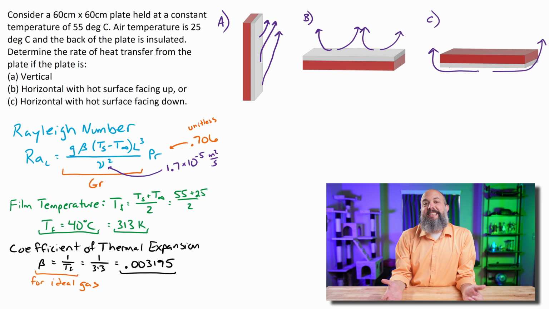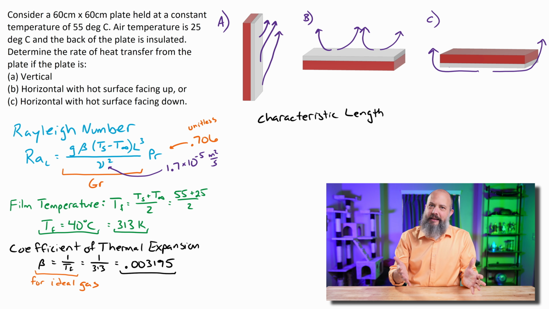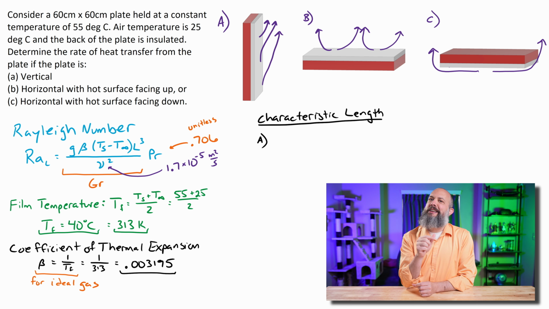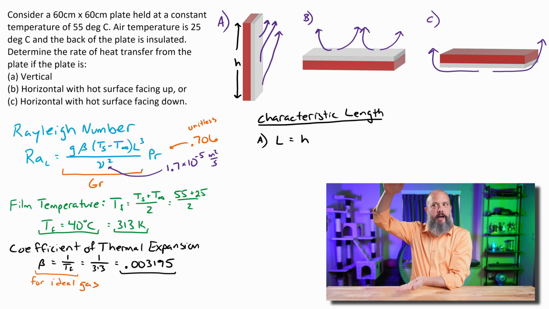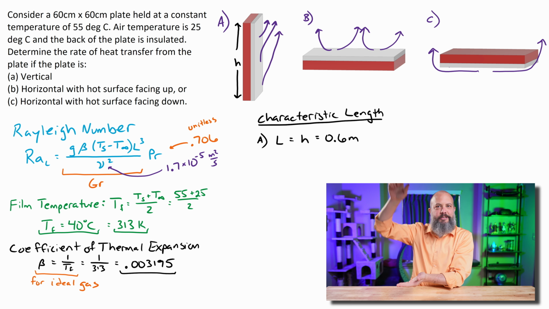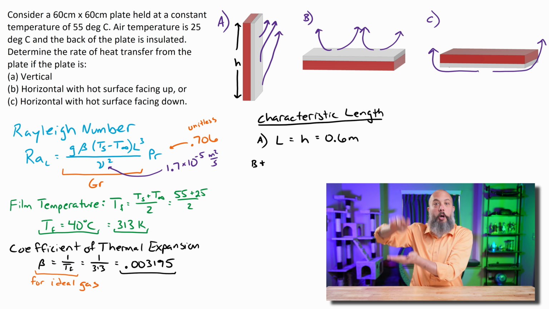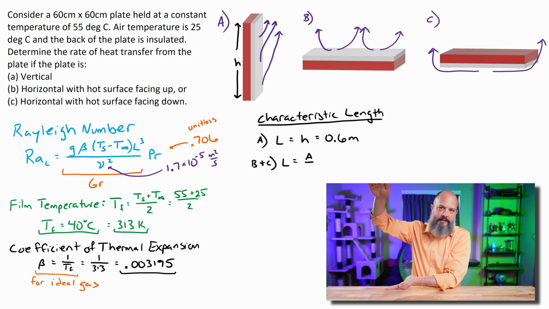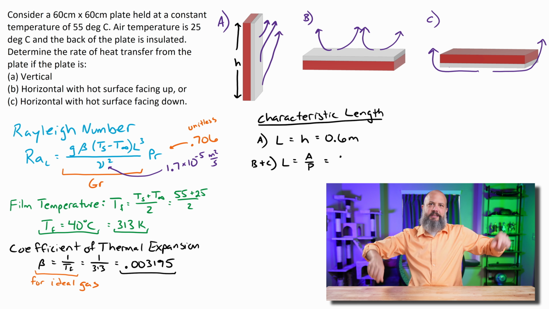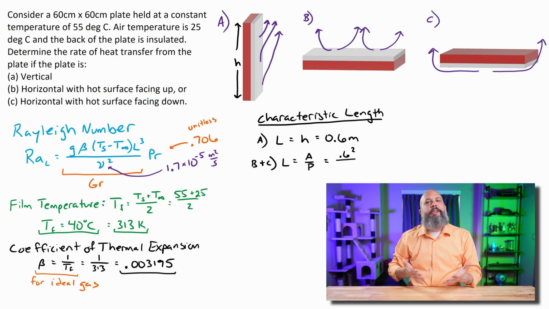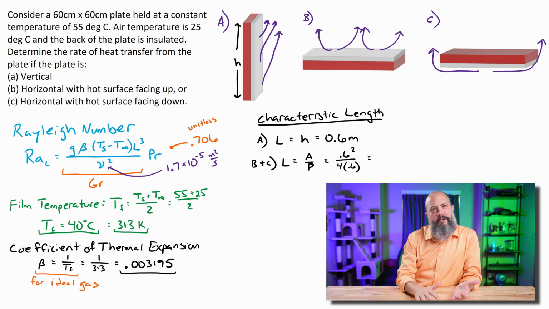Within the Rayleigh number, you'll see that there's an L cubed term. That is going to be the characteristic length. And this is actually going to be different based on the configuration of your system. So for a vertical plate, the characteristic length is the height, right? Hot air rises. So all of the air that leaves from the bottom of the system has to rise up to the top along the wall. You need to know the height. But for a horizontal plate, the air is just leaving the surface kind of everywhere. So in this case, your characteristic length is going to be area divided by perimeter.